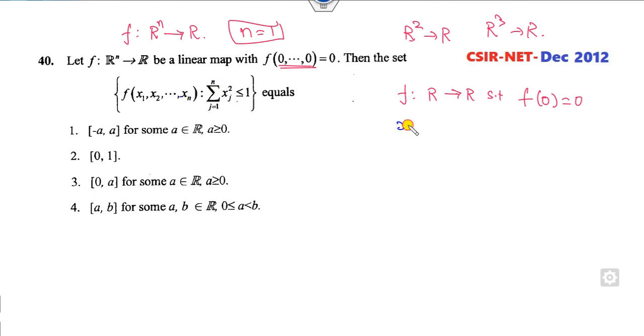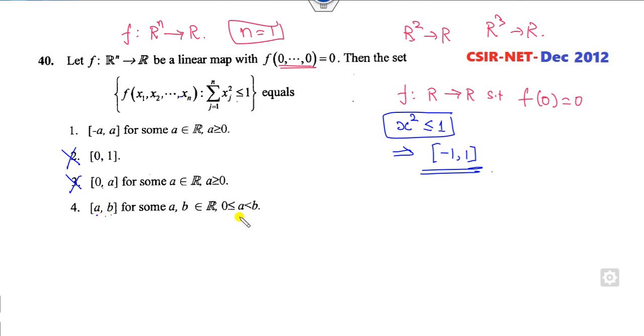So it will be only x square is less than or equal to 1. Then this set. So what is that? x square is less than 1. What is the meaning of that? It lies between minus 1 to plus 1. It's a 0. Cancel. 0 cancel.